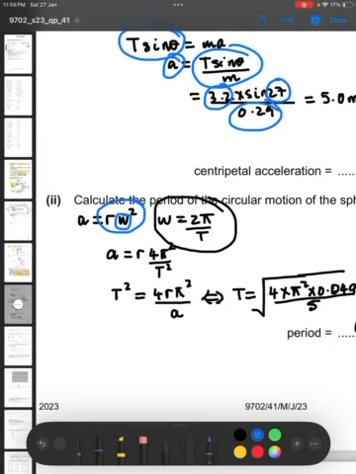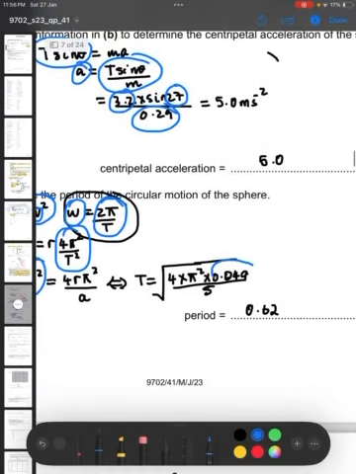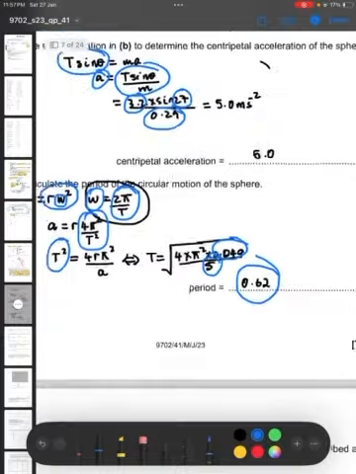Now omega, we know it. Omega squared would be squaring 2 pi over T, which becomes 4 pi squared over T squared, as I write here in place of omega squared. Then I make T squared the subject of the formula. Then I square root both sides. I substitute where there is R, the radius, which you saw as 4.9 centimeters. So this becomes 0.049 meters. And also the centripetal acceleration of 5. We get the period of 0.62.